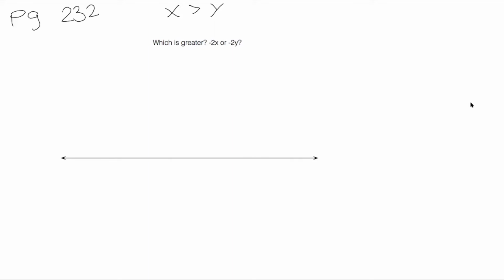Interesting things happen when we multiply an inequality by a negative number. So x is greater than y, but let's not talk about negative 2x and negative 2y.